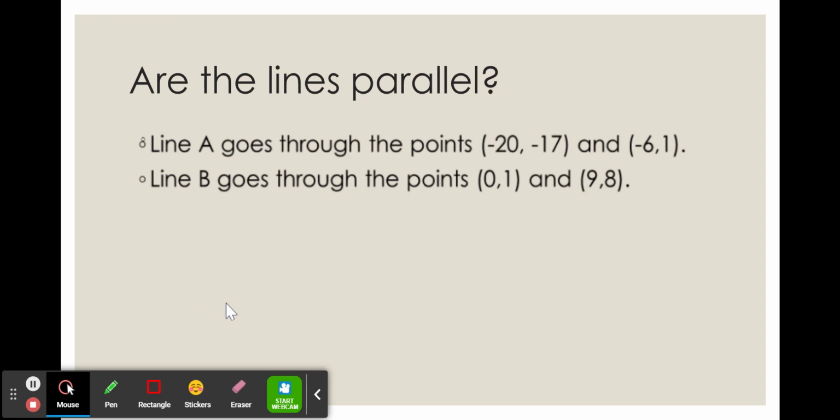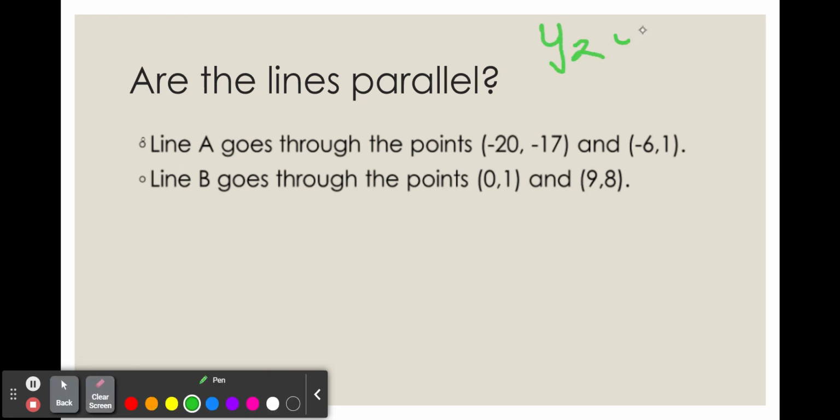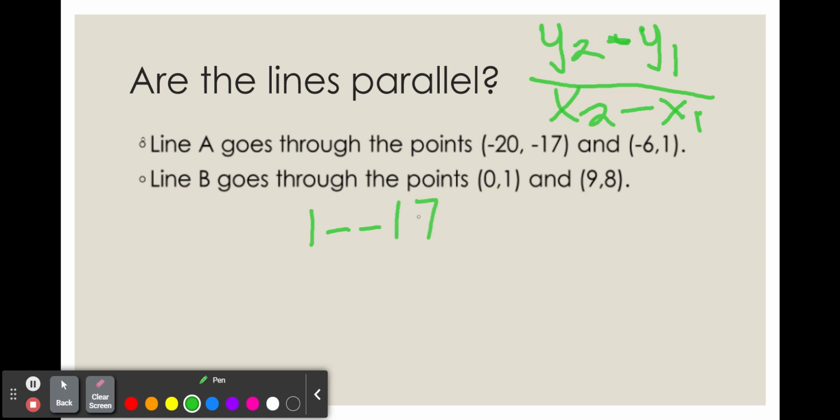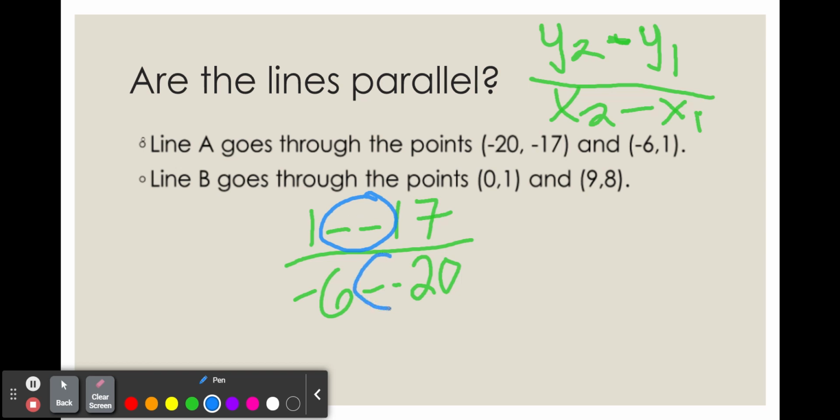Okay, let's do this last example. So we're still going to use the slope formula. So y2 minus y1 all over x2 minus x1. So 1 minus -17 all over -6 minus -20. So for here, again, we have double negatives, so we have to do addition.